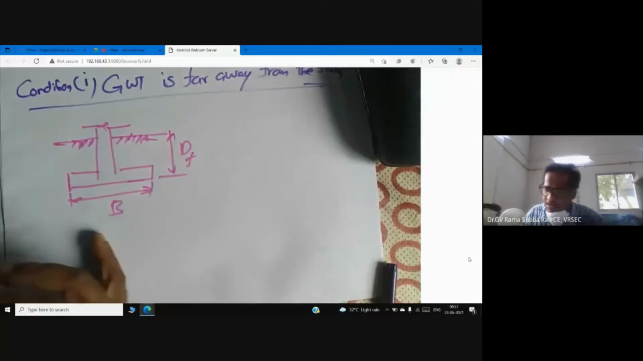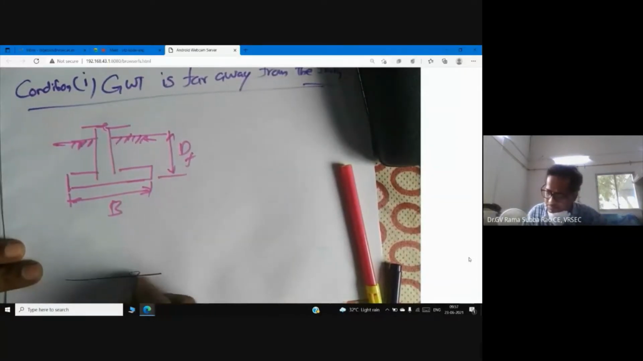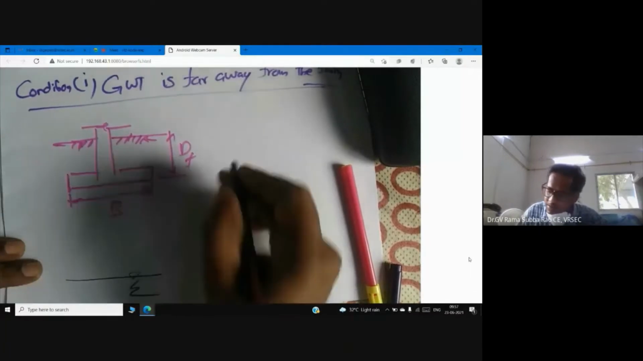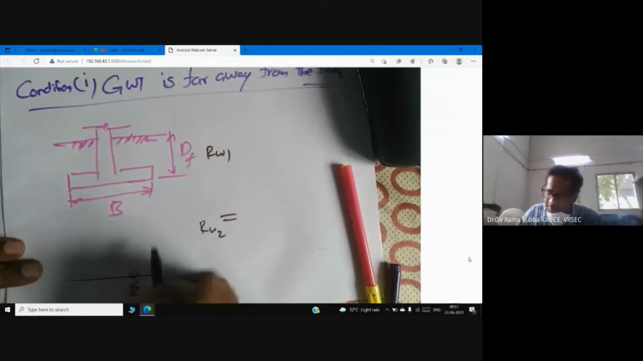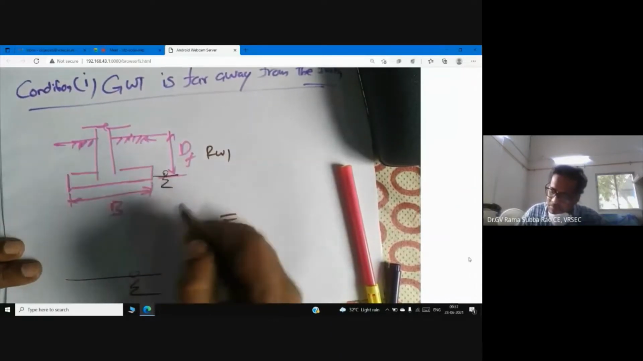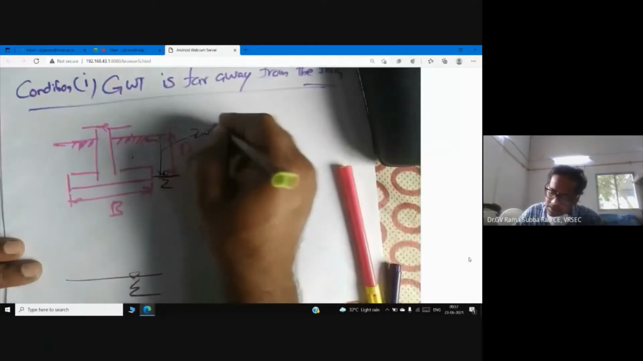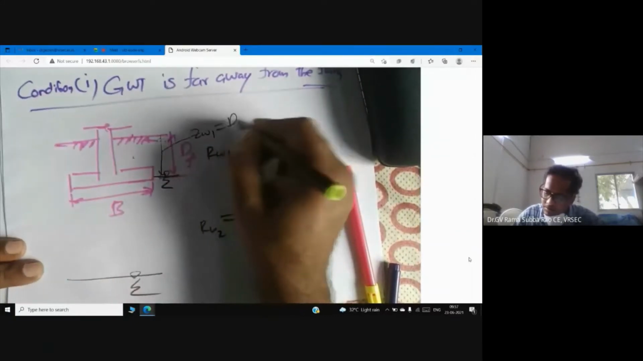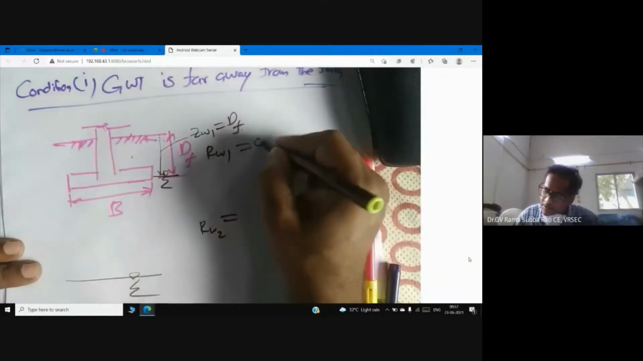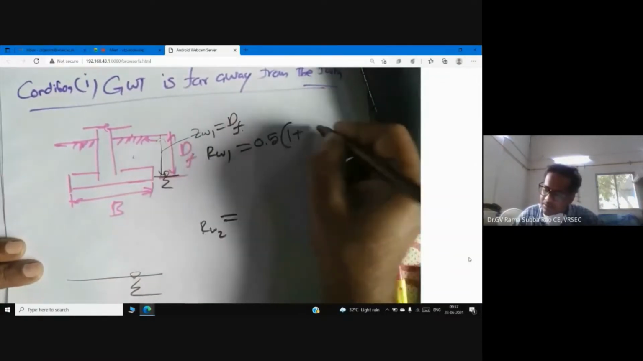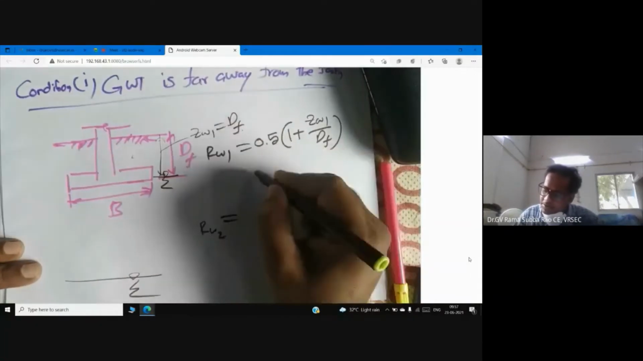Now the thing is, I have a water table which is very far from the footing. Now what is R_w1? What is R_w2? So here you see the water table is here. What about Z_w1? Can anyone tell me? Z_w1 is equal to D_f. So once Z_w1 is equal to D_f, what is the value of R_w1? 0.5 into 1 plus Z_w1 by D_f. So Z_w1 is equal to D_f.